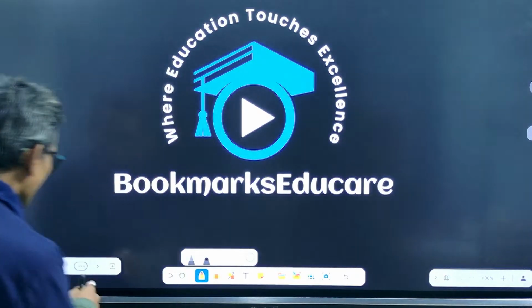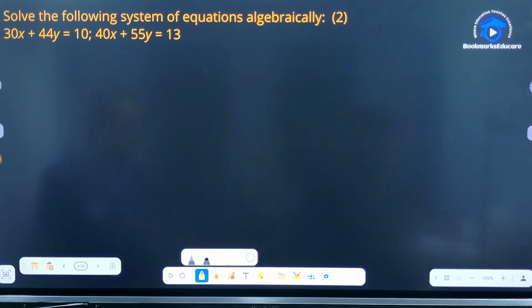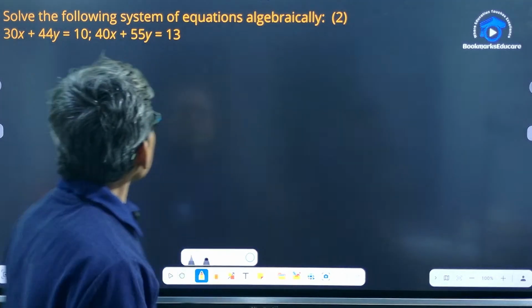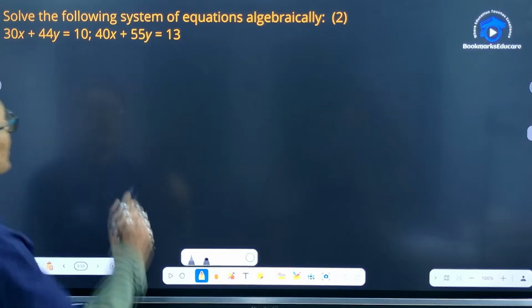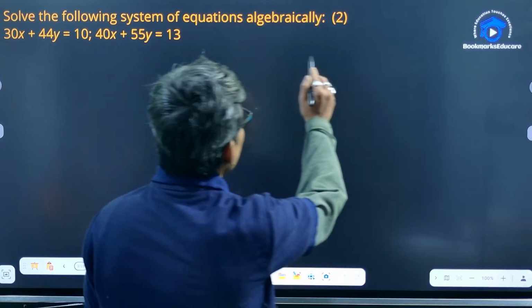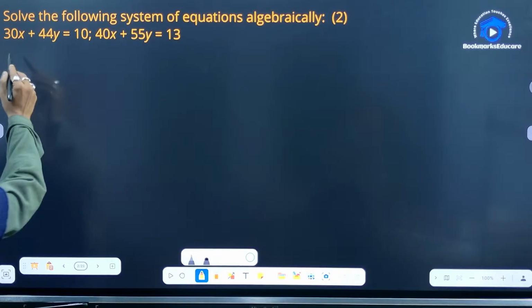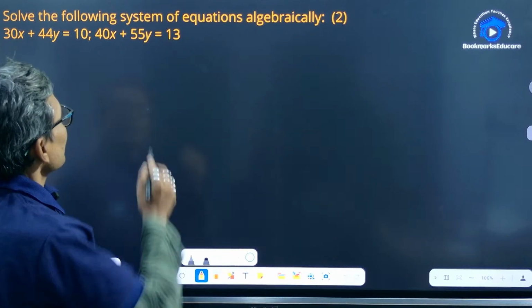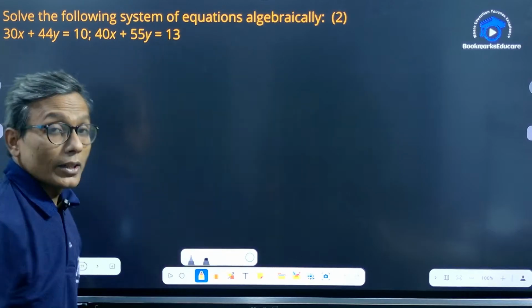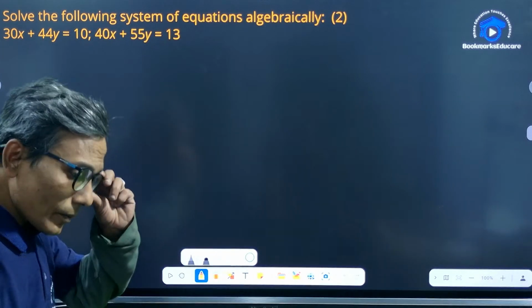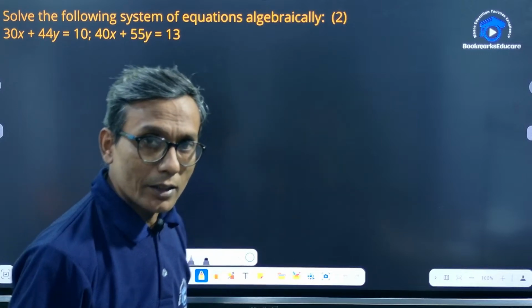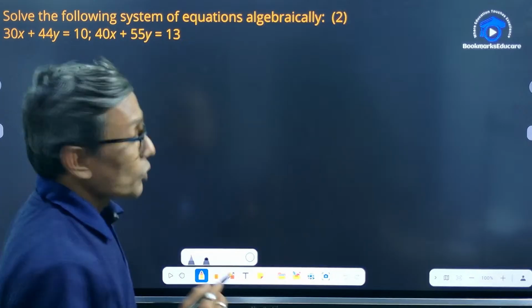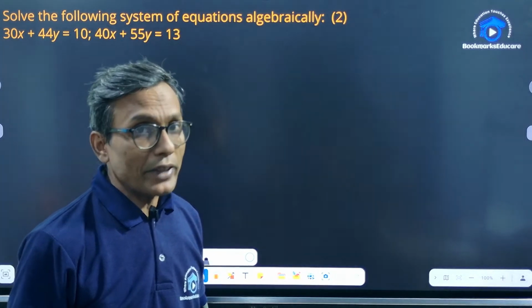So the first question from section B is: solve the following system of equations algebraically. 30x plus 44y is equal to 10, 40x plus 55y is equal to 13. So this is a simultaneous linear equation, and we are solving it with the help of the method of elimination.